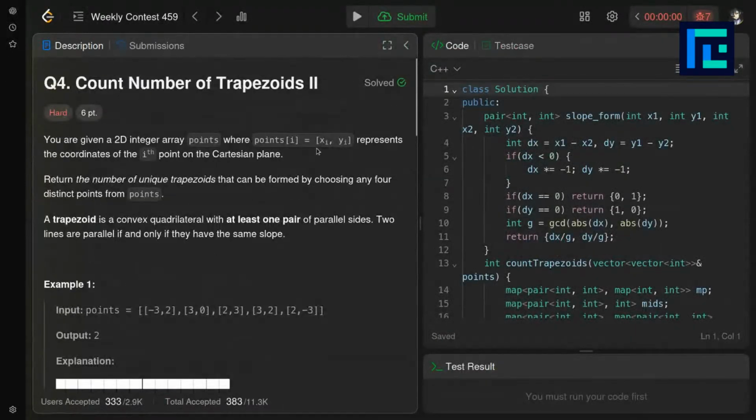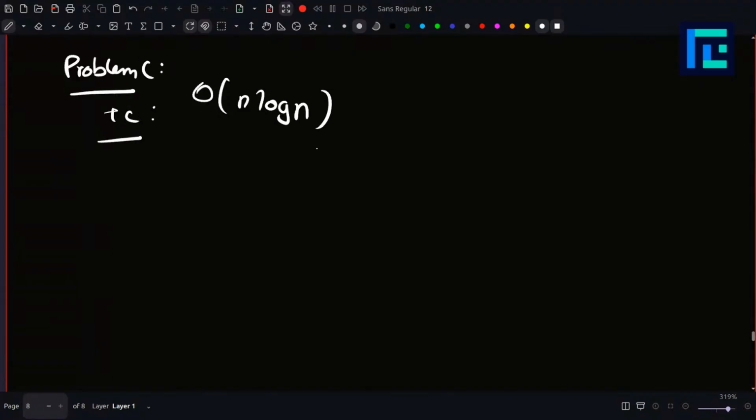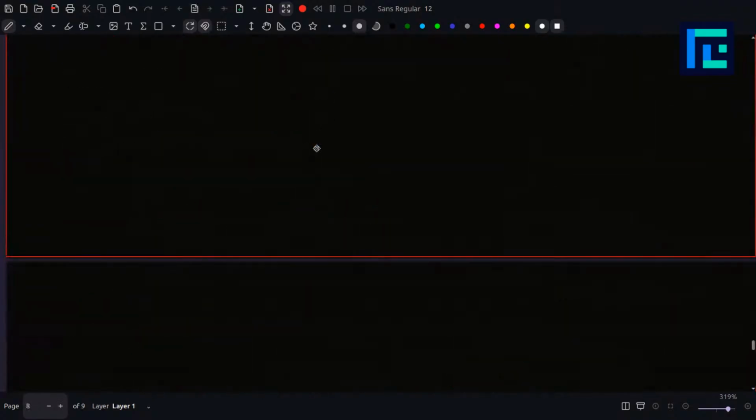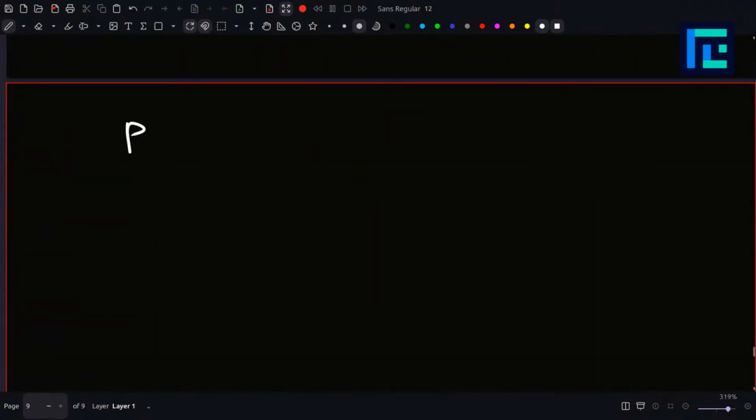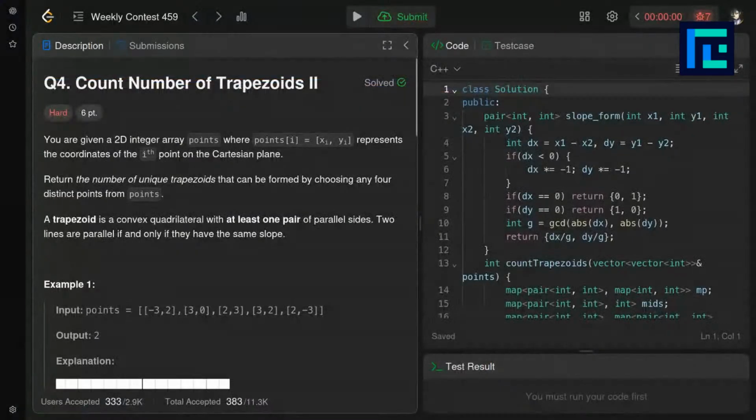Okay, the question is like an extension of problem B. The question goes, you're given a 2D integer array points. By the way, for both approaches of problem C, the time complexity is big O of n log n, for segment tree and binary indexed tree both. Okay, so moving on to problem D.